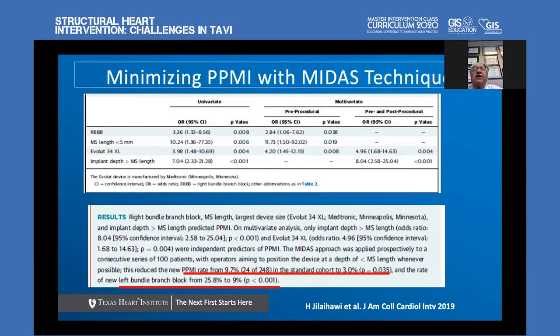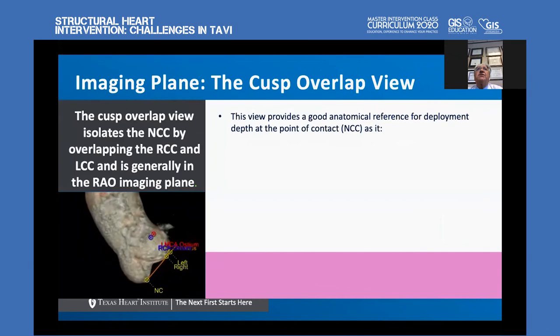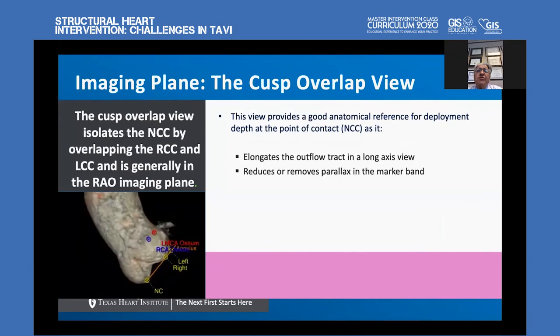very short membranous septum length, less than this, particularly when it's less than 3 millimeters. And also larger valves like Evolut XL, which is the 34 millimeter valve, are more than what is the length of the membranous septum. So those are very, very meaningful, important variables. Next slide, please. Next one, please. So how to achieve this goal?